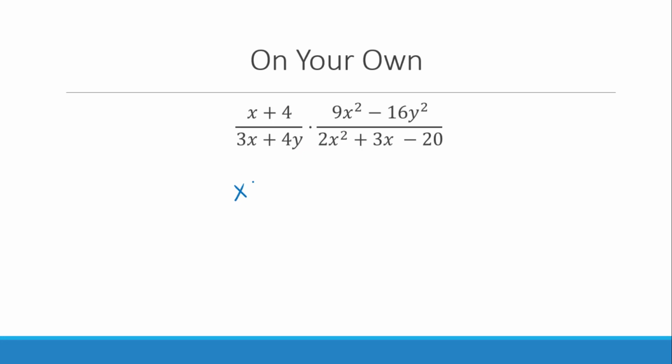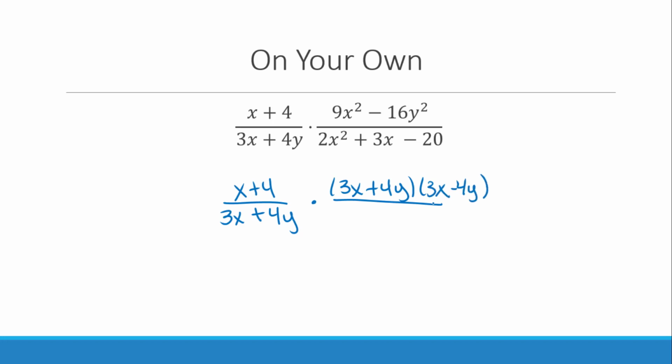So this first one, I can't factor x plus 4, so I'm just going to leave it. Now down here, I can't do anything with 3x plus 4y, so I'm just going to rewrite it. Now my numerator right here is a difference of squares, so this would be 3x plus 4y, and this would be 3x minus 4y. In my denominator, I can factor using the AC method. So I can do 2 times negative 20, which is negative 40. What adds to give me 3? I could do 8 and negative 5. So I'm going to rewrite this as 2x squared plus 8x minus 5x minus 20. Split it down the middle.